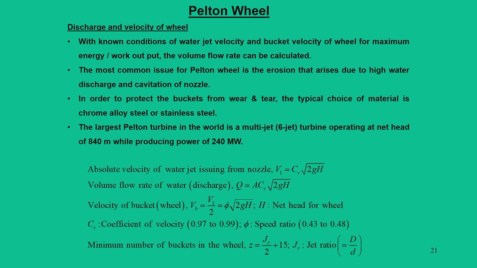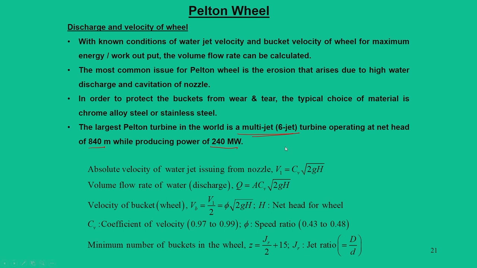Then the last part: once you have velocity and energy, we can also find the discharge. With known jet velocity and bucket velocity of the wheel and maximum energy output, the volume flow rate can be calculated. Of course, large Pelton wheels always operate with a multi-jet concept, which can be used for very high head to produce power of maybe up to 240 megawatts.